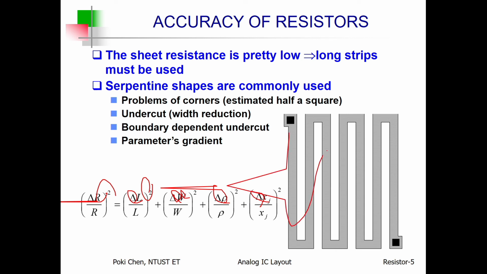With such kind of serpentine layout, you will get a lot of variation according to the length and the width. It doesn't make any sense. So for accurate resistor, don't have such kind of serpentine layout. All right. If you really need a high resistance for your resistor, then please, you can connect a lot of unit resistor in series. That's it. That is the only one way to create such kind of high resistance for the resistor.